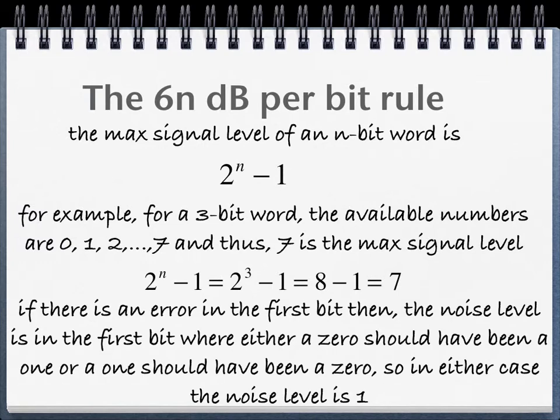If there's an error in the first bit, then the noise level is in the first bit. And that simply means that either a 0 should have been a 1 or a 1 should have been a 0 in that first bit. So the difference in the noise, so to speak, in either case is 1.